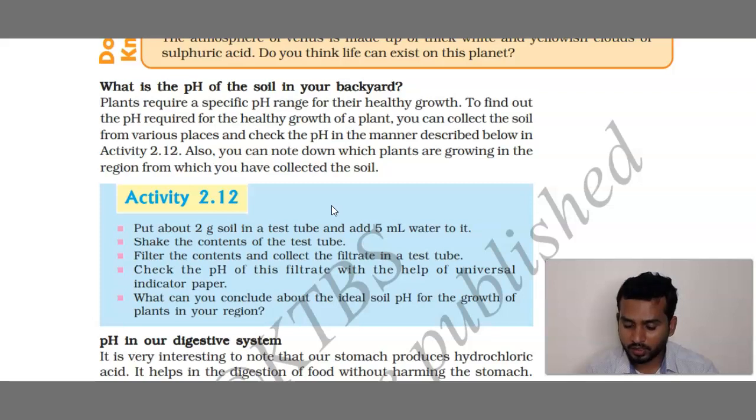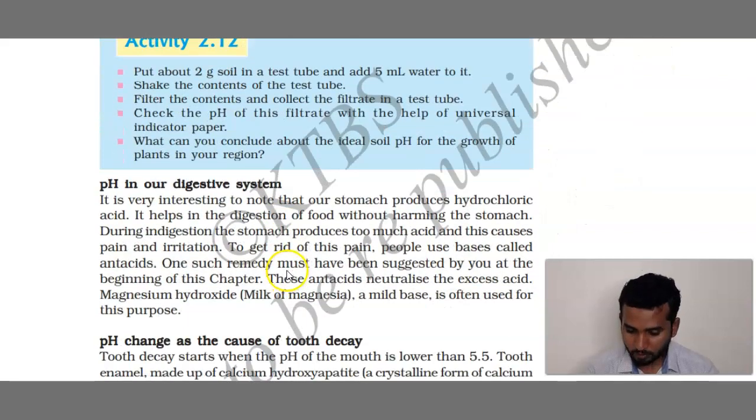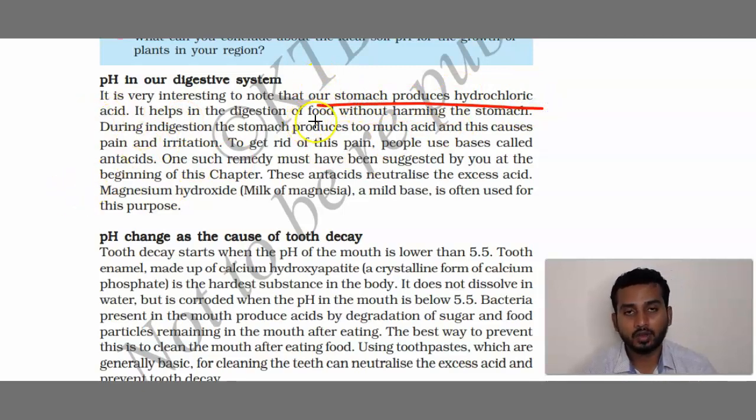Similarly, we can see here the pH of soil in your textbook. You can just read that paragraph. Then pH in our digestive system. Remember, our stomach produces hydrochloric acid, as we all know. This hydrochloric acid helps in the digestion of food.